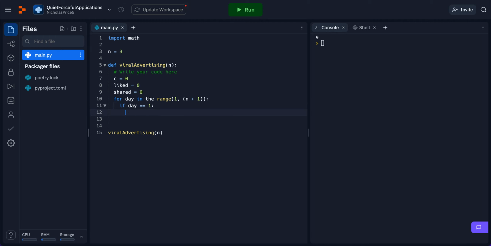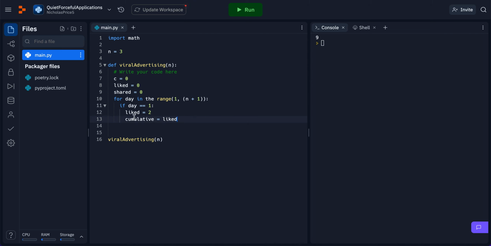We'll do two things. One's kind of superfluous, but we'll do it anyway. We'll set liked equal to 2, and we'll set cumulative equal to liked. So what would happen here? Well, we got 2 official likes on that day, and we want to track our cumulative likes.